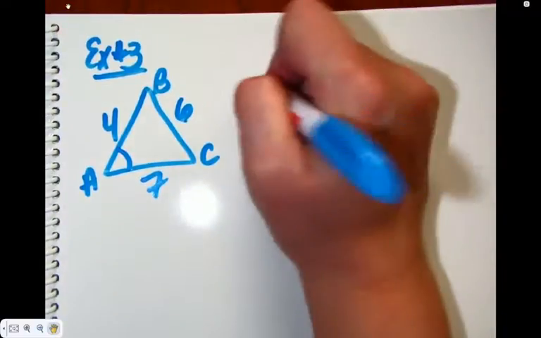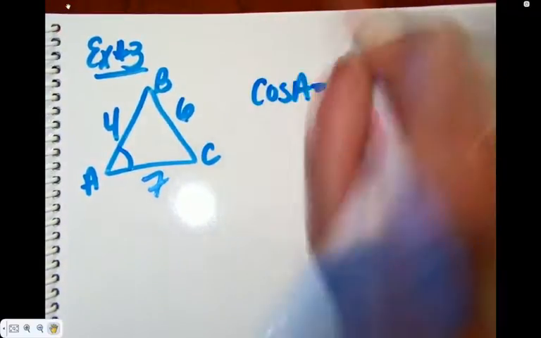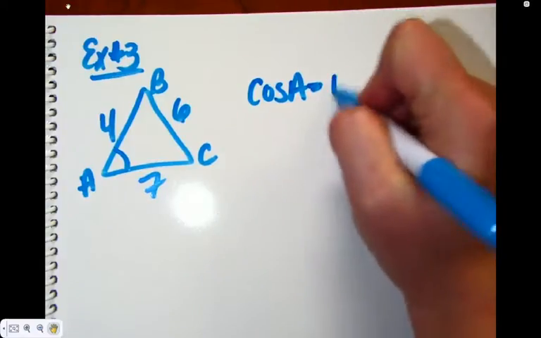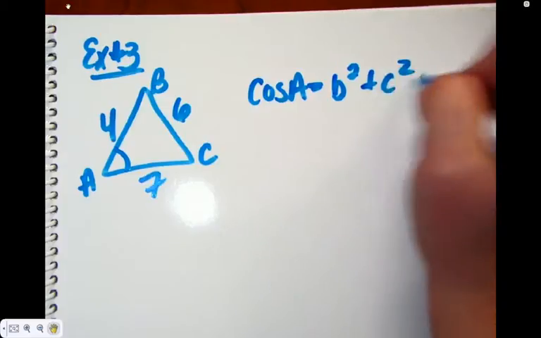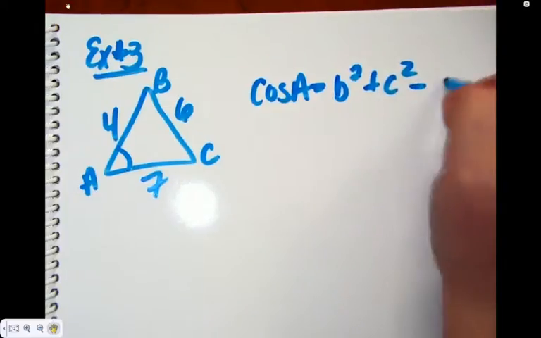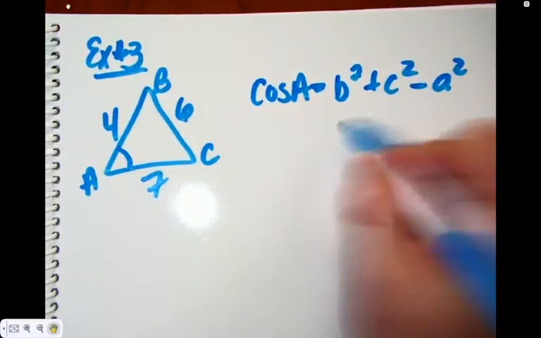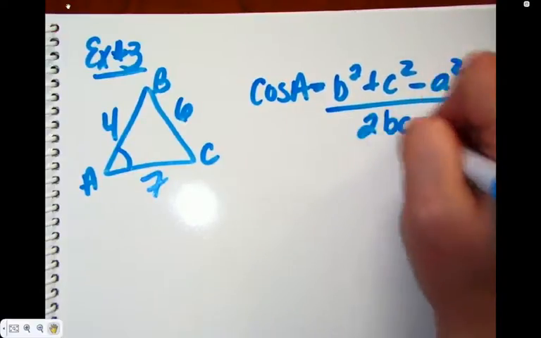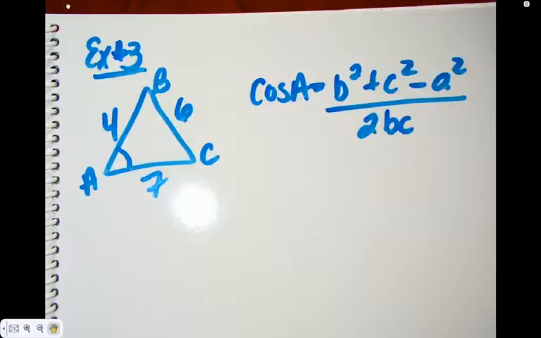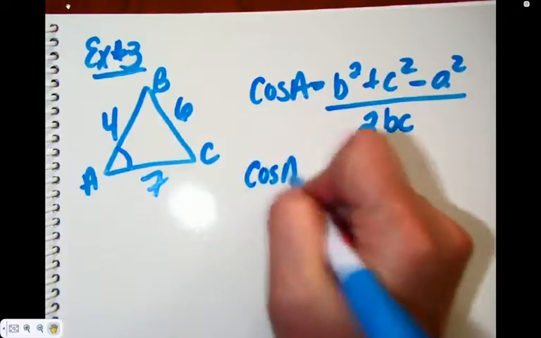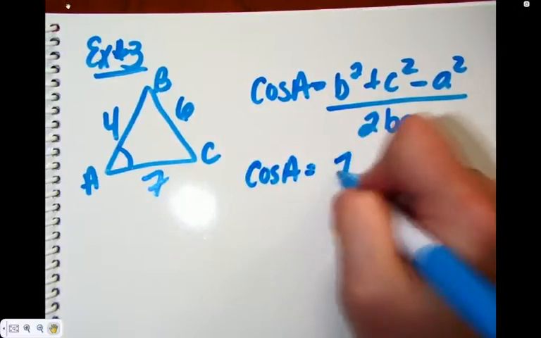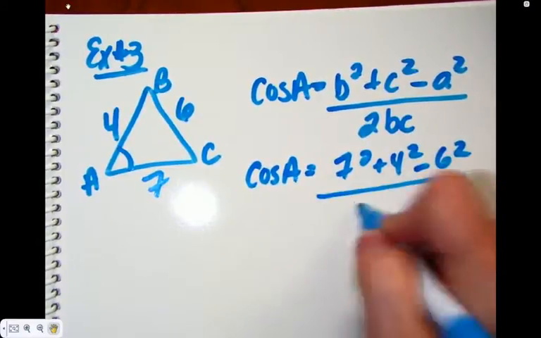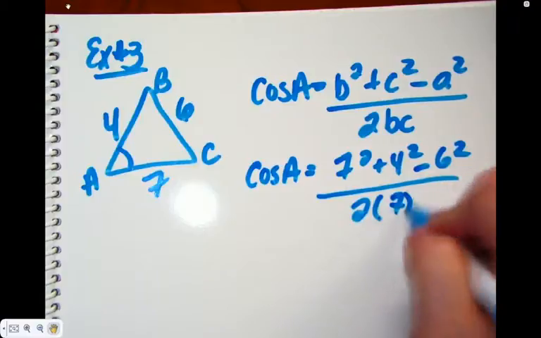Okay, so let's set up the formula. Cos A equals, if we start with A, what do we start with on the right? B squared plus C squared. Then we subtract the same letter, which will be A squared. Then on the bottom, we divide by 2BC. Straight substitution: 7 squared plus 4 squared minus 6 squared, divide by 2 times 7 times 4.